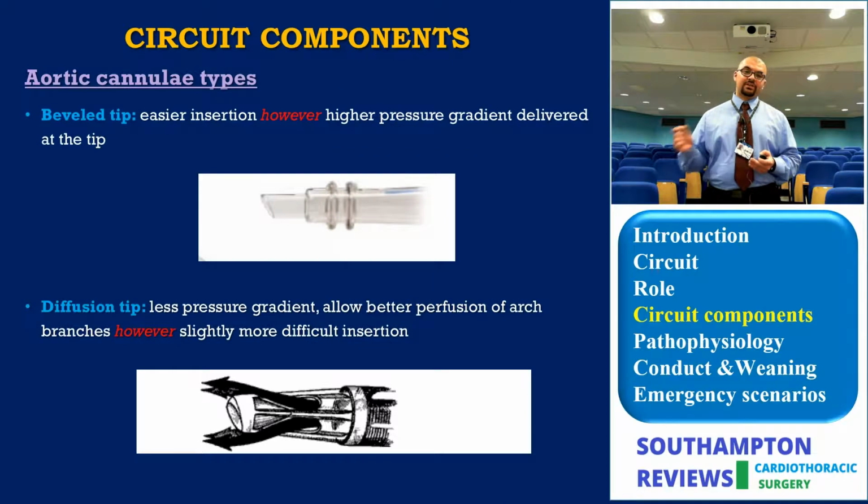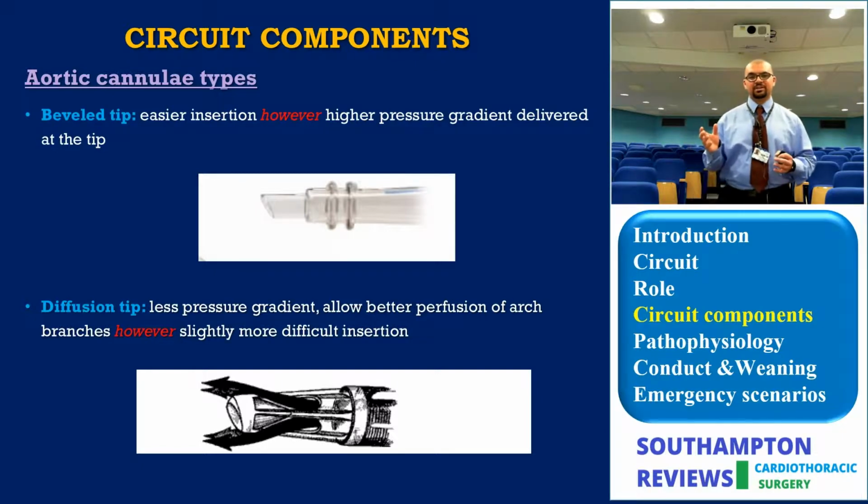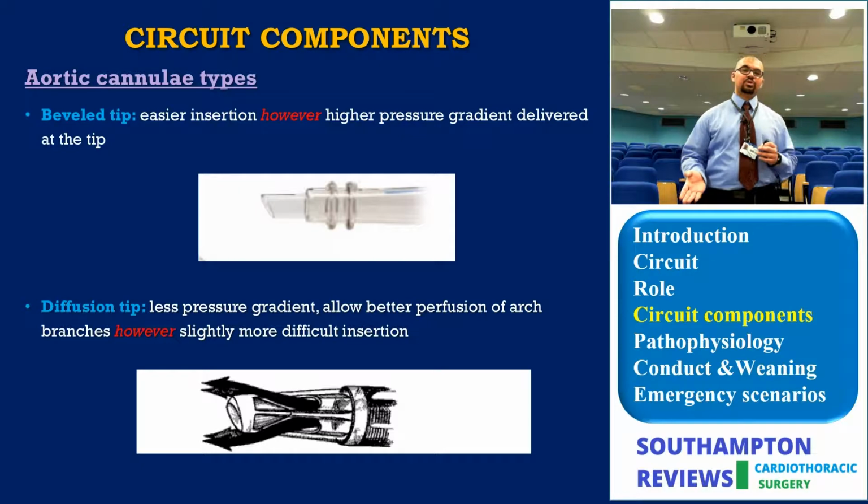Then we have the shape of the tip as well, the bevel tip and diffusion tip. It is of note that the tip of the cannula is where the maximum flow acceleration happens. That's the most obstructive point of the cannula, and hence the shape of the tip will determine the peak gradient generated across that. Bevel tip cannulae create higher flow acceleration and higher gradient, and hence are more likely to create jets which dislodge atheroma or plaques in a calcified aorta. Yet it is easier to insert because it looks like a dagger, so it's easier to put it through the aortotomy.